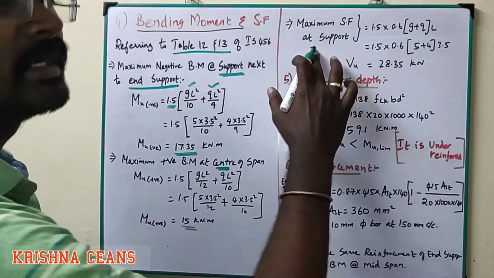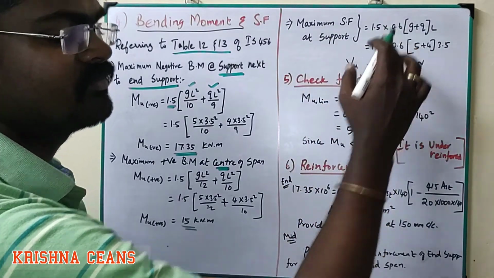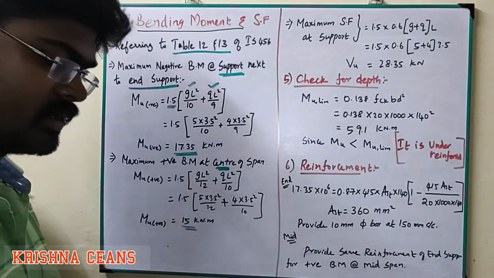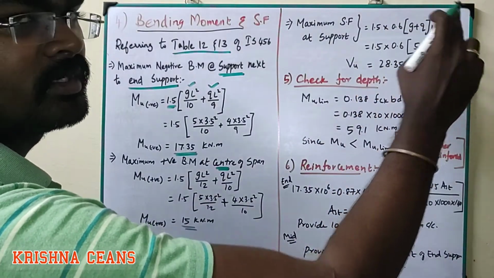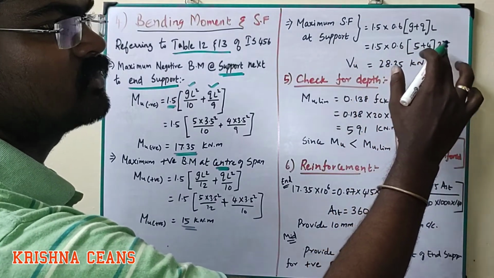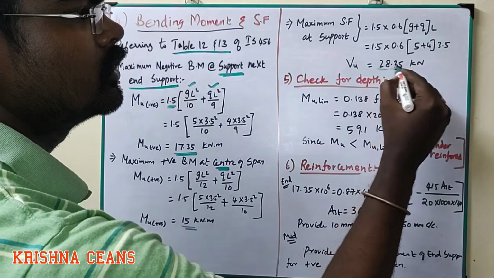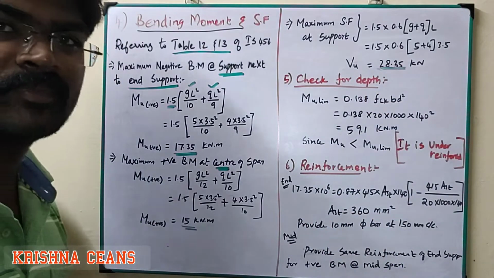So next we will calculate the maximum shear force at the support. So 1.5 times, from the table we get 0.6. So 0.6 times of dead load plus live load into length. So 1.5 times 0.6 into 5 plus 4 into 3.5, which gives 28.35 kilonewton for the maximum shear force.